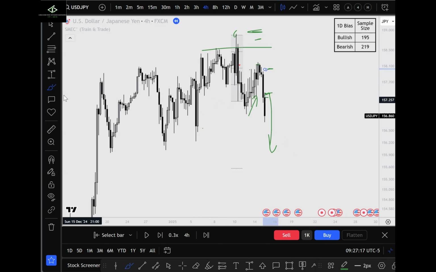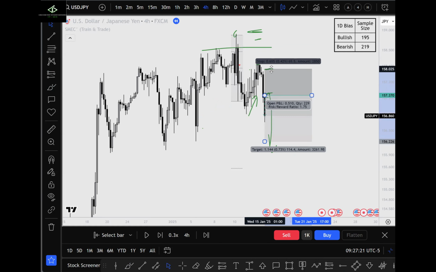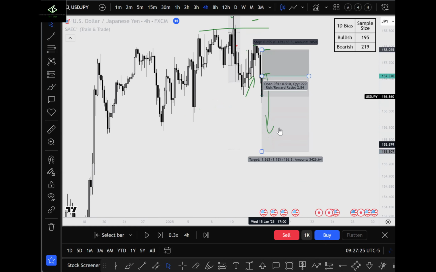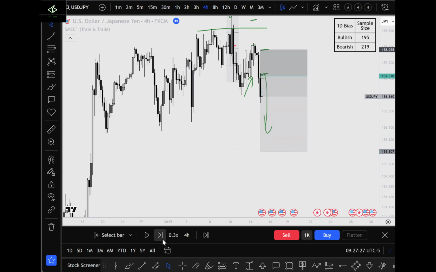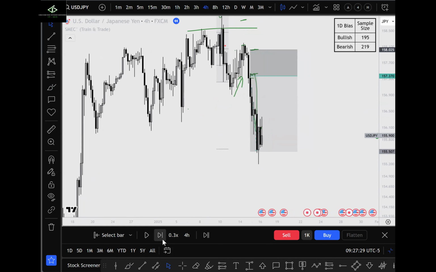Some people are going to say that's kind of wide, and I don't disagree. But the thing is, you might miss the move. However, if you have a daily target, and maybe there's a fair value gap down here, this is still a 2.84 R, which would have hit.